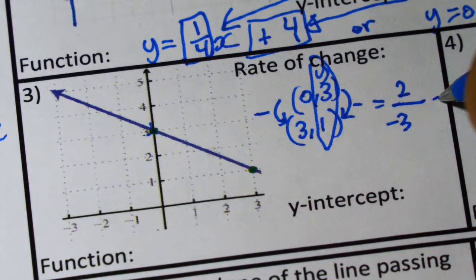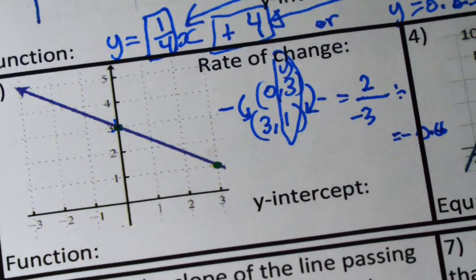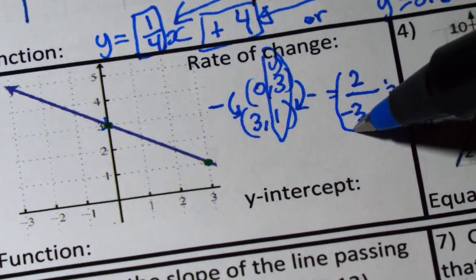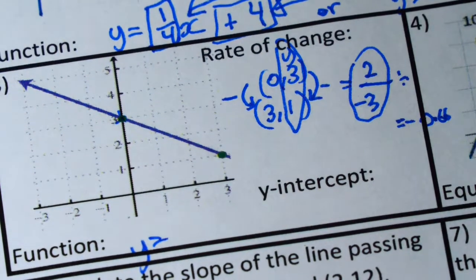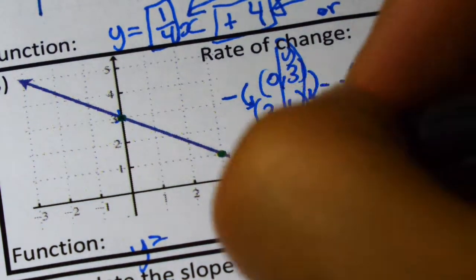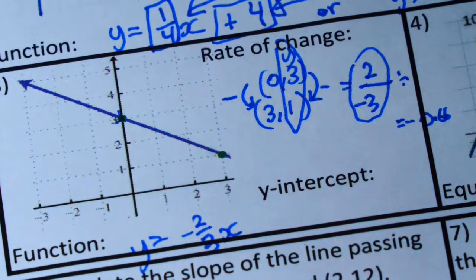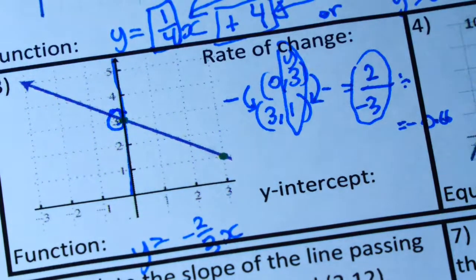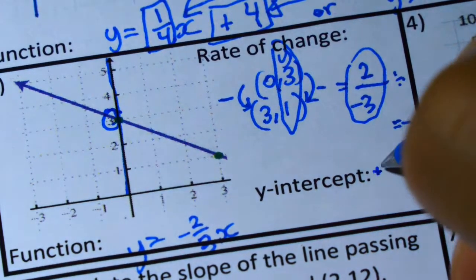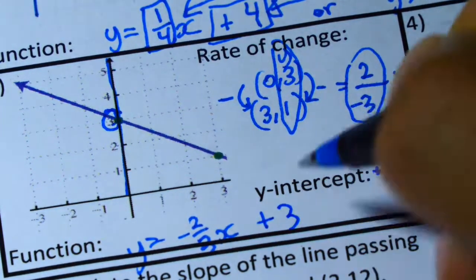If we do 2 divided by minus 3, we get minus 0.666. I don't like this number, so I'm just going to keep this as my answer. So y equals minus 2 over 3x. Now our y-intercept, this is our y, hits the line here, 3. The y-intercept is plus 3. So y equals minus 2 over 3x plus 3.